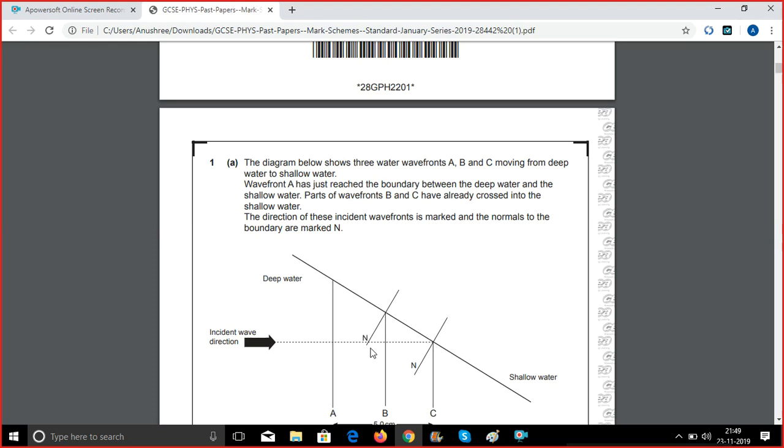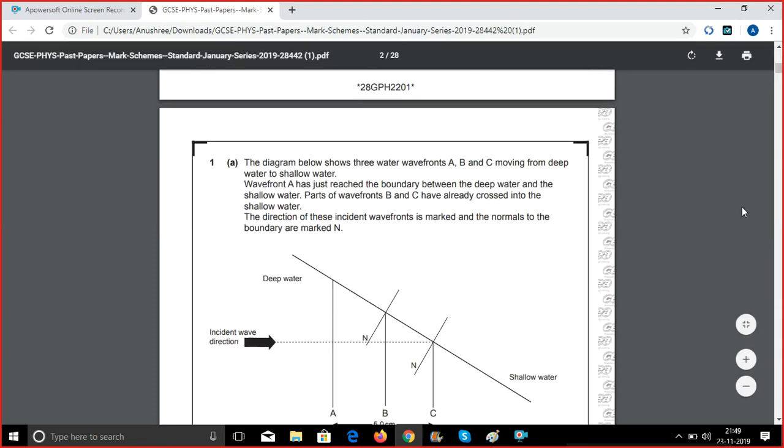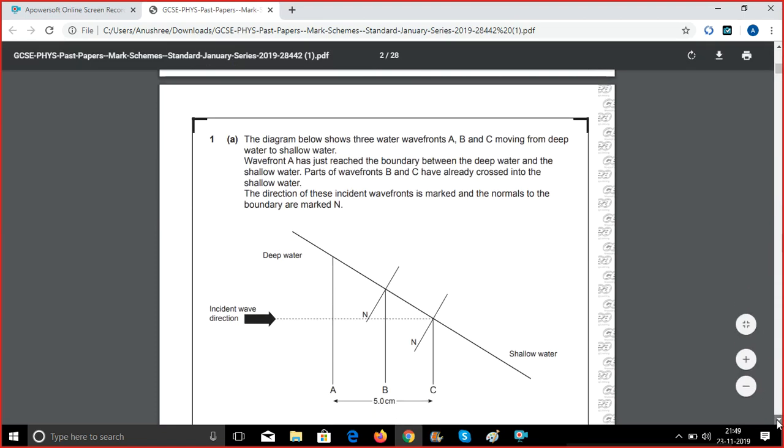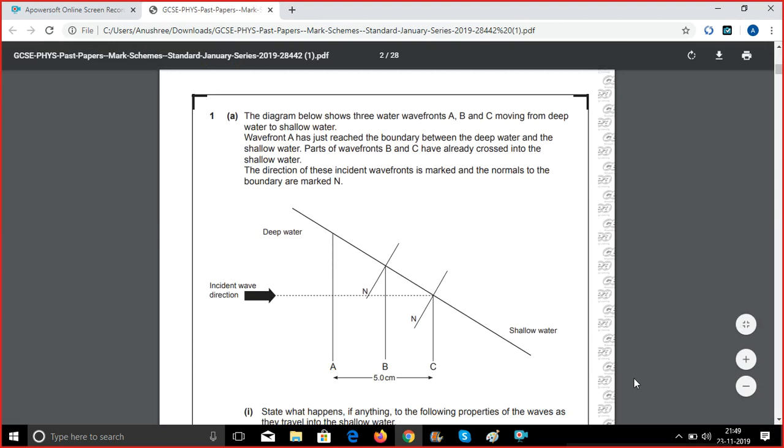N and M are the normals of this boundary. So what you basically have to do is tell what happens to the wavefront as well. So the direction of the wavefront, how can you explain the direction of the wavefront?